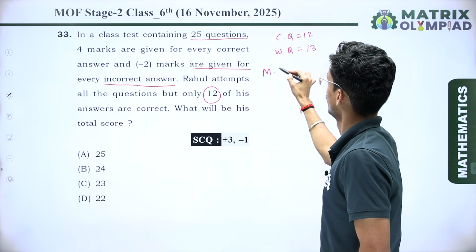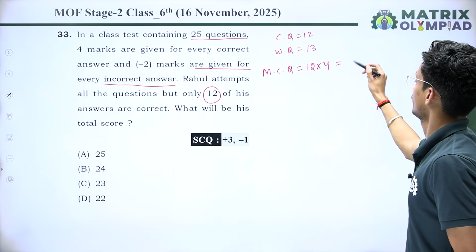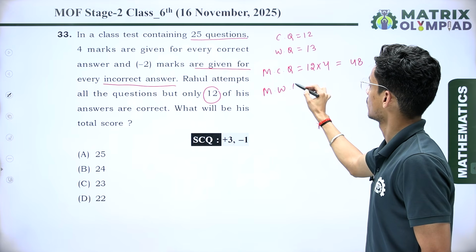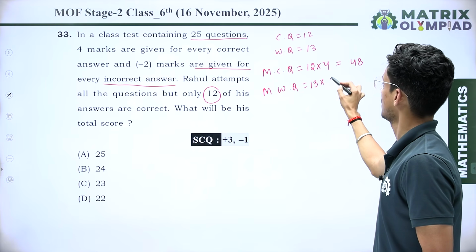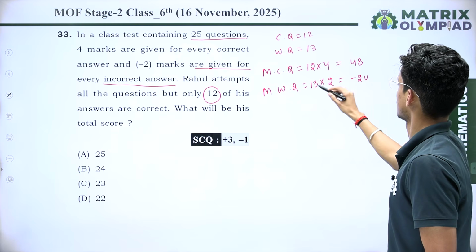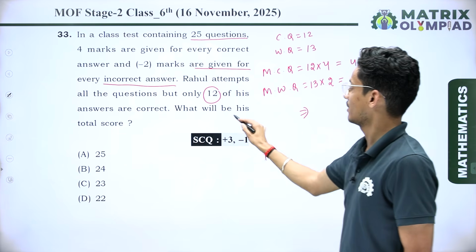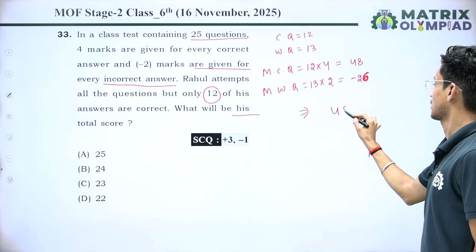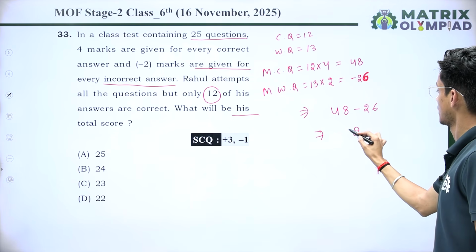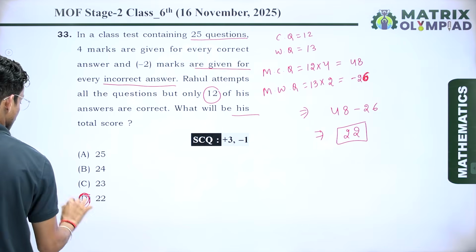So marks for correct questions, that is 12 multiplied by 4, 12 4s are 48, and marks for incorrect or wrong questions, that is 13 multiplied by 2, that is minus 26. Here we have to find the total score, so marks for correct questions plus marks for incorrect questions. When we simplify it, we get 22. It means option number D is the correct answer over here.